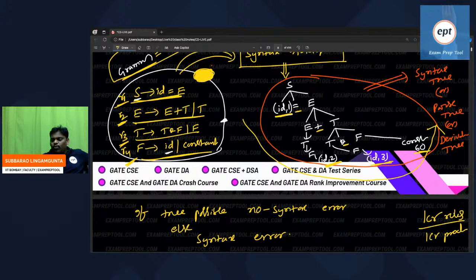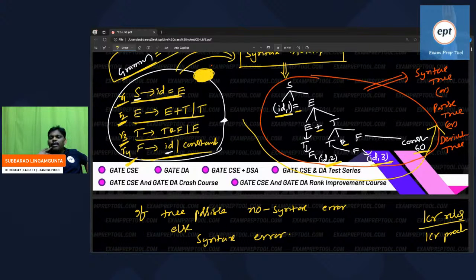Is it okay? Can I move to next? If the tree is possible, no syntax error; else syntax error. If the tree is not possible, is the grammar wrong or the program wrong?